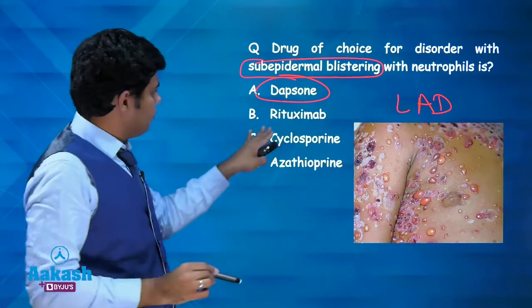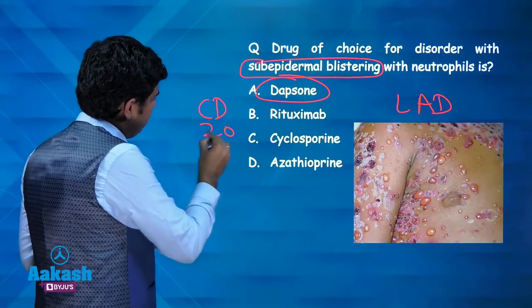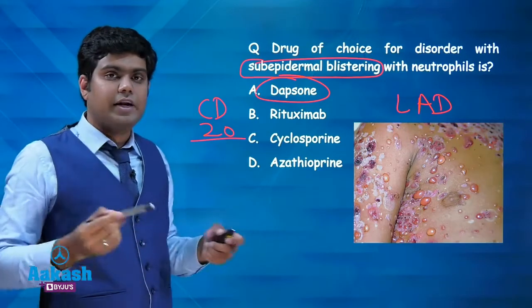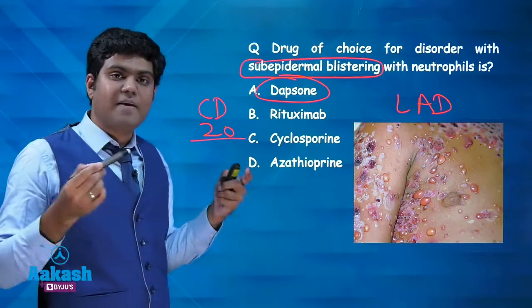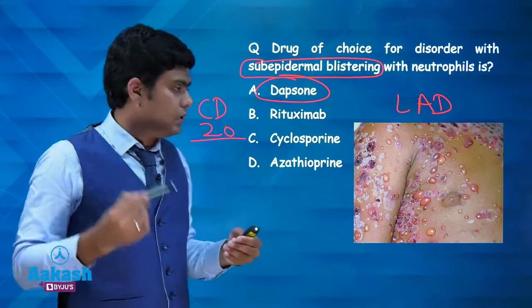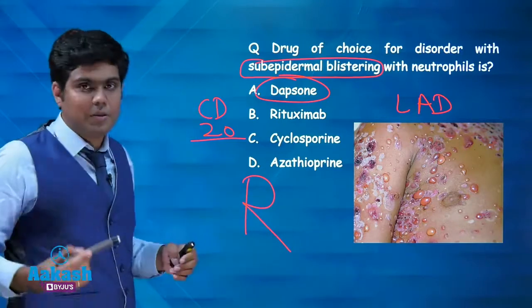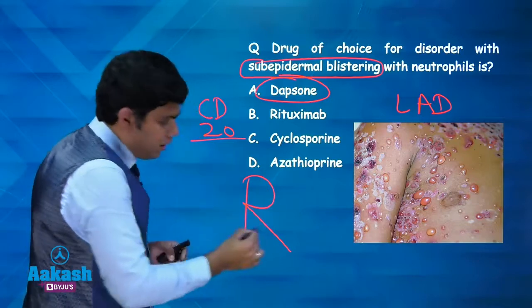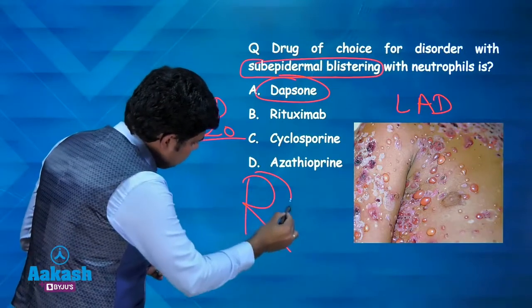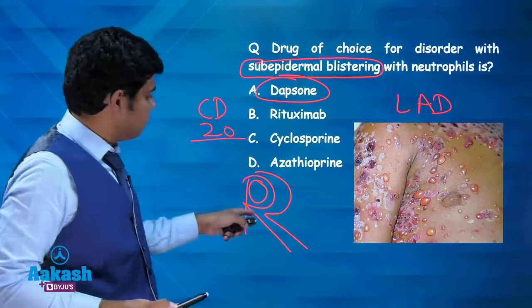Okay. What about rituximab? Rituximab is a CD20 monoclonal antibody, used for pemphigus. So rituximab is now a first line agent for treatment of pemphigus. How to remember rituximab is CD20? I've got a mnemonic for you. In rituximab, R, we have got a 2 here. This is 2 and O. So 20, CD20. Rituximab CD20.